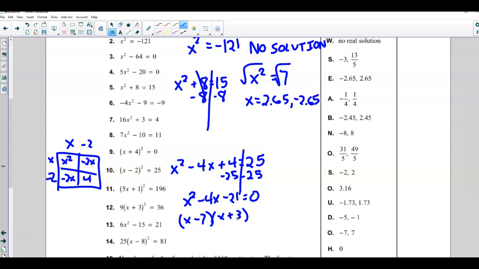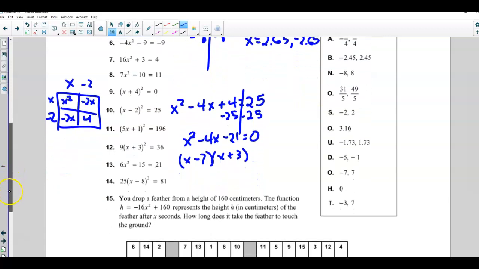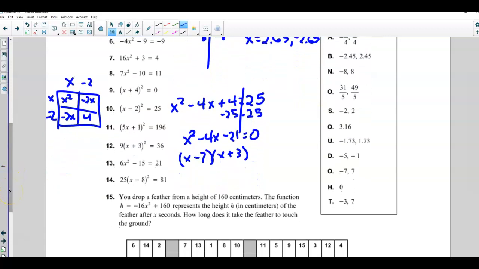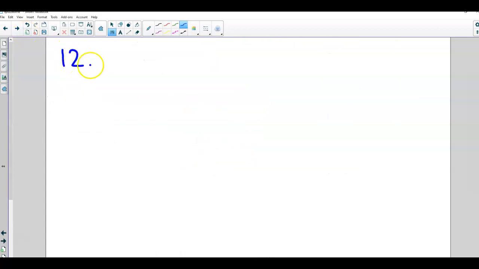So we're trying to find the zeros for this. So remember, then we set each of those parentheses equal to 0. So x minus 7, so 7 minus 7 equals 0. X plus 3 equals 0, so negative 3 plus 3 is 0. And I kind of ran out of room here, so we'll do number 12 on a separate page.